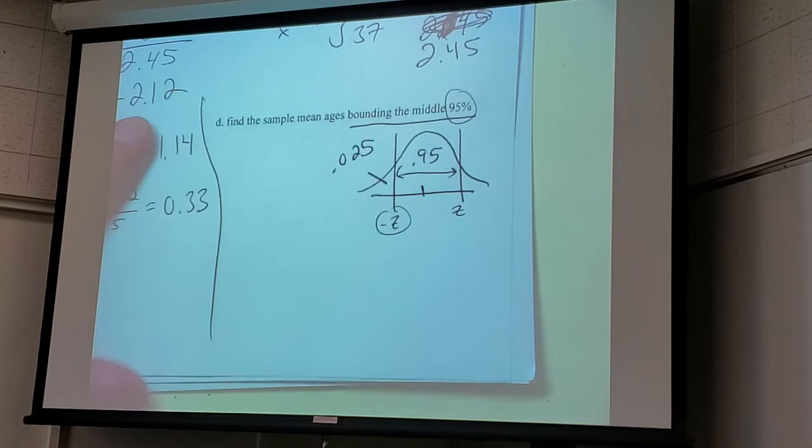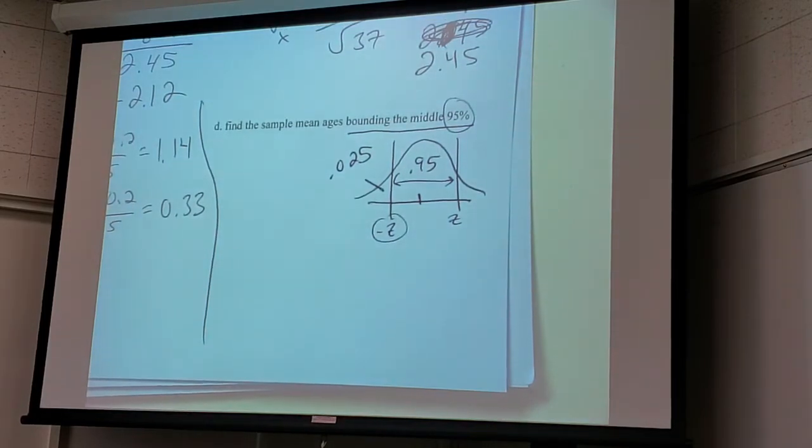Can we figure out what that z-score is now? What do you look up and where? What is 0.025? Is it a z-score? No, it's an area. So where do I find areas in the chart?